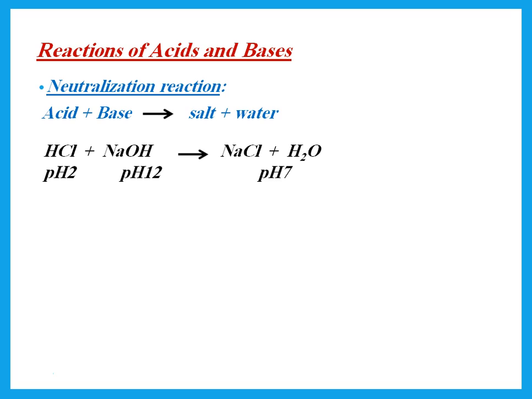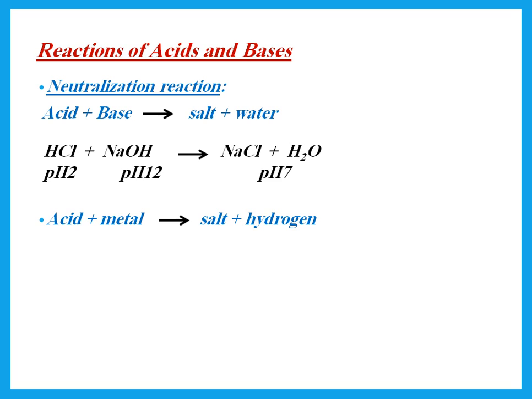So for example, if I'm putting hydrochloric acid, and you should know that hydrochloric acid has a pH of about 2, I'm going to react it with sodium hydroxide, which is a strong base, about pH 12. Now what comes out is salt plus water. Both of these form a solution that has pH 7, so we call this reaction a neutralization reaction.